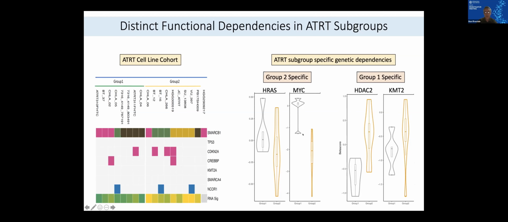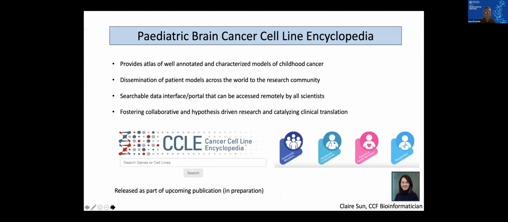And you can see those here. It was nice to see that MYC was particularly dependent in group 2, as one would expect. And we're starting to see in group 1 particular epigenetic dependencies that have not been described to date.